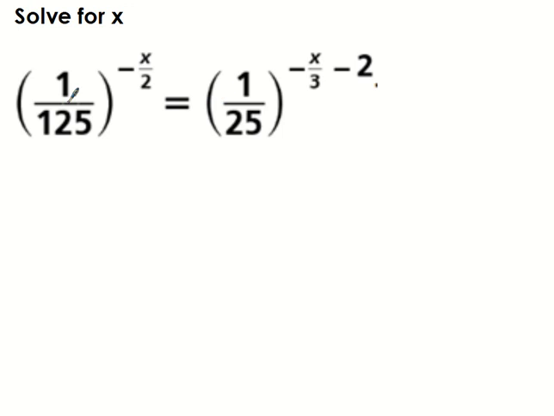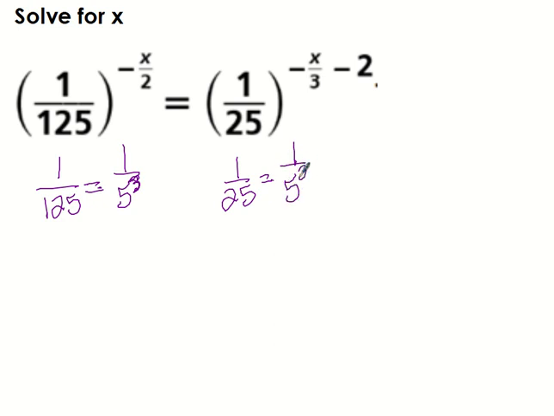So again, these are not bases that are equal to each other. And so I want to first get them in similar bases. This one we actually did yesterday, right? 1 over 125. We found out that 125 was the same as 5 to the third power. Remember that? And then what I want is to have a similar base here. So I'm going to change 1 over 25 to 1 over 5 to the second. So now you can see that they're both raised to the fifth power.